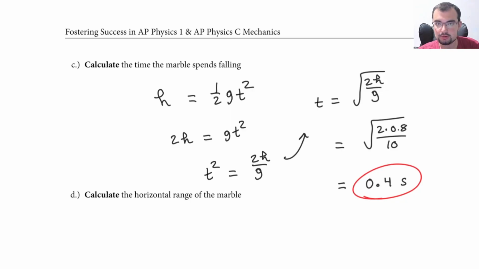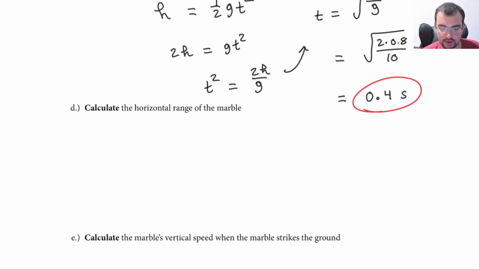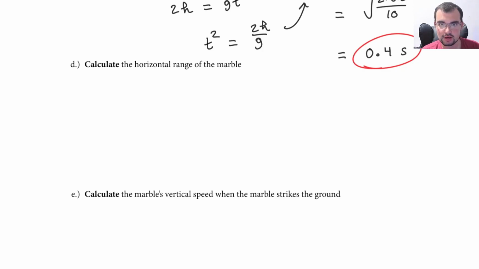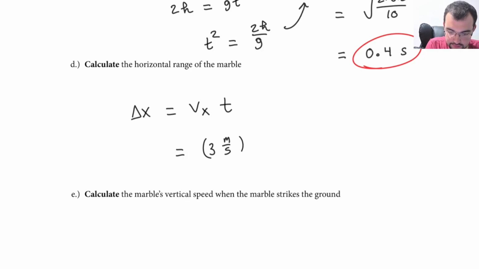What's the horizontal range? Well, very easy, because horizontal velocity is constant. So delta x is just the constant Vx times the time of the fall. The marble was rolling at 3 meters per second. And it's going horizontally 3 meters per second for all 0.4 seconds of the fall, because there's nothing to change that horizontal velocity. Gravity is only vertical. So that gets 1.2 meters.